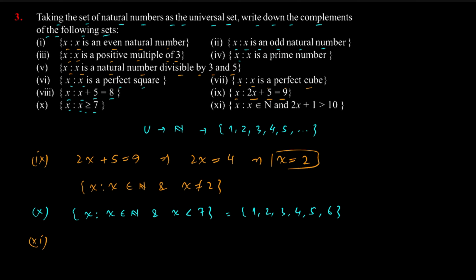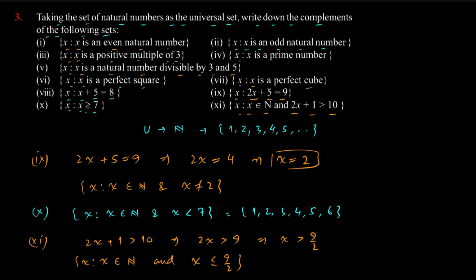Part number 11. X such that x belongs to natural numbers and 2x plus 1 is greater than 10. So here the given inequality is 2x plus 1 is greater than 10, which on solving gives 2x is greater than 9. So here we'll be having x greater than 9 over 2. So the complement of this set will be x such that x belongs to natural numbers and x is less than or equal to 9 over 2. So in roster form, we'll be having all natural numbers which are less than 9 over 2. So the elements will be 1, 2, 3 and 4.